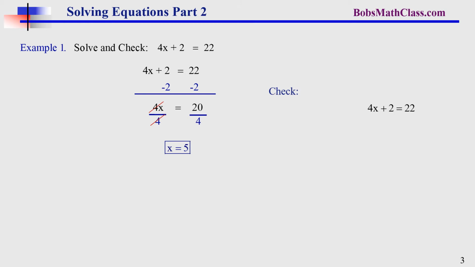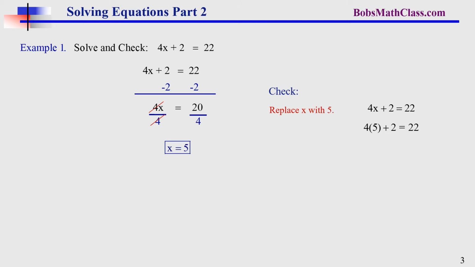So a check means we take the original equation and we substitute the answer that we got for the variable. So we got x equals 5, so you're going to replace x with 5. So again, it's 4 times x, so you're going to do 4 times 5. And now we work out each side. On the right-hand side, it just stays 22. There's nothing to do there.